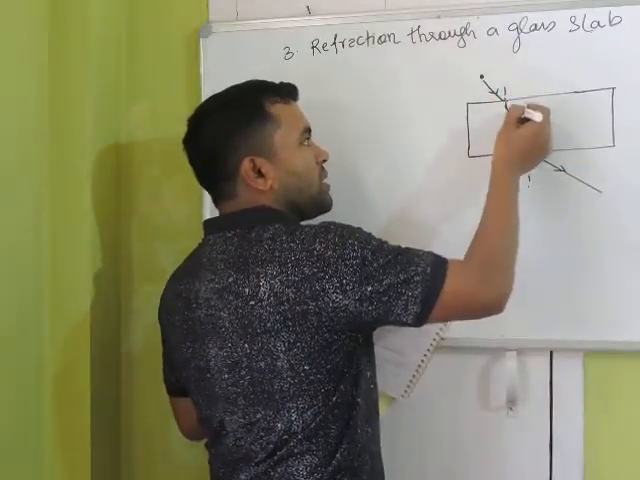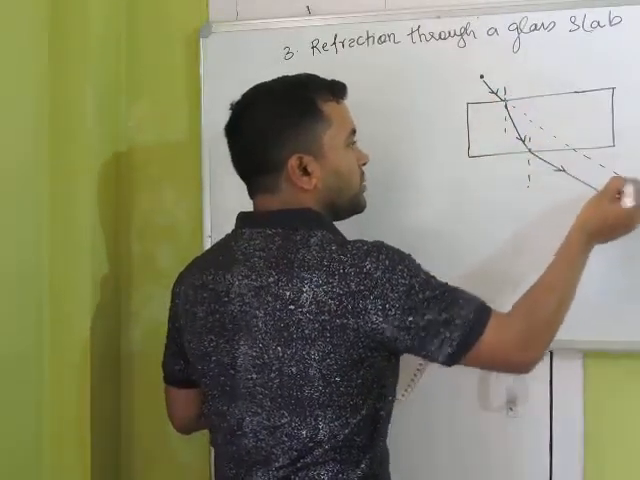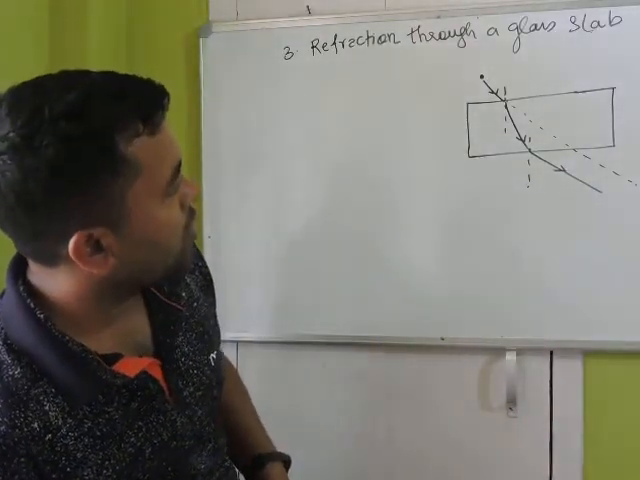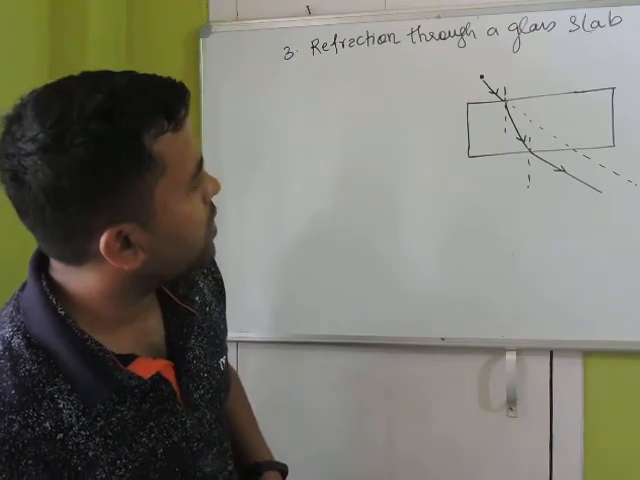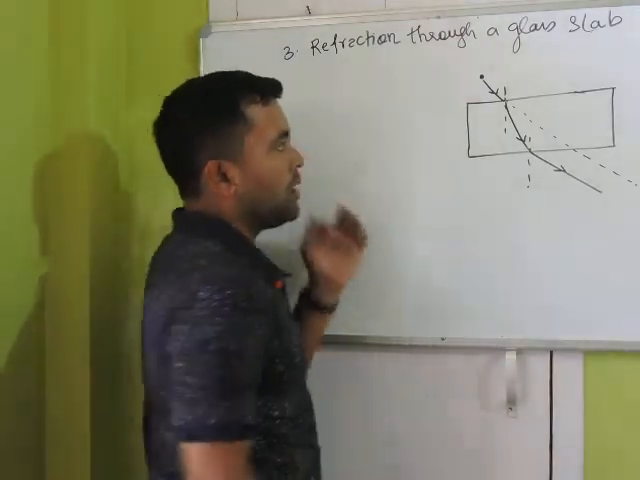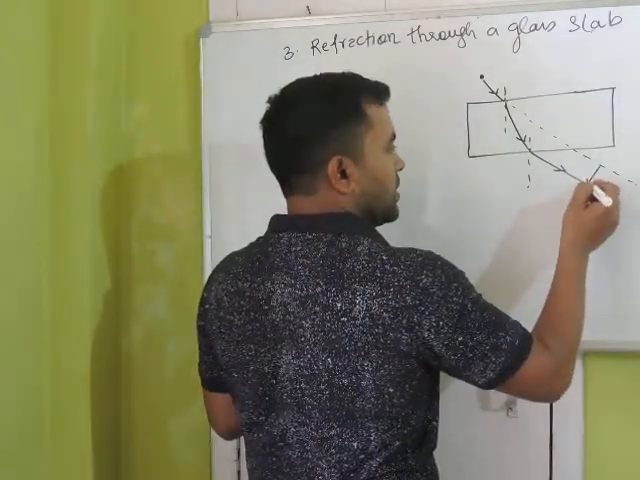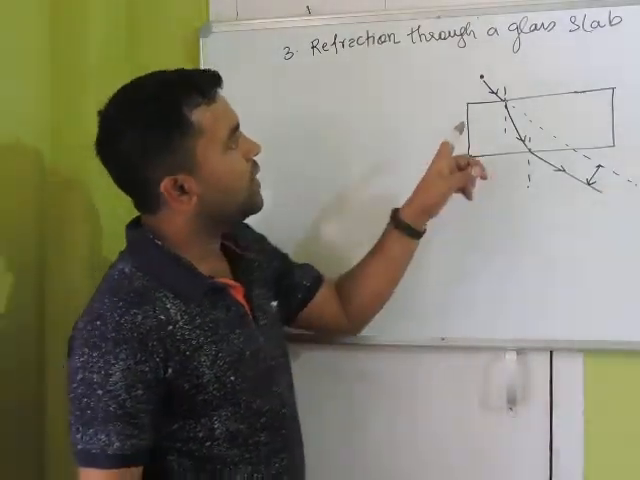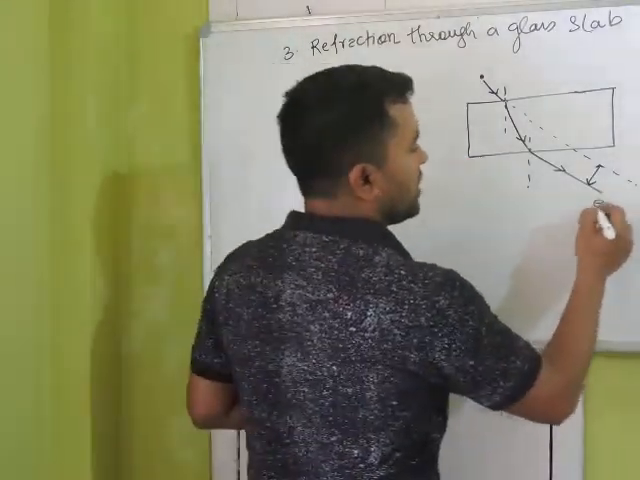Now this is the original direction. Now this distance is called lateral shift. Okay, the ray emerging here is called the emergent ray.